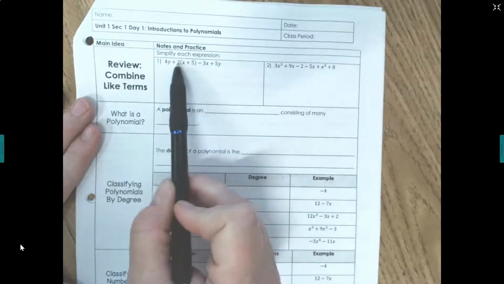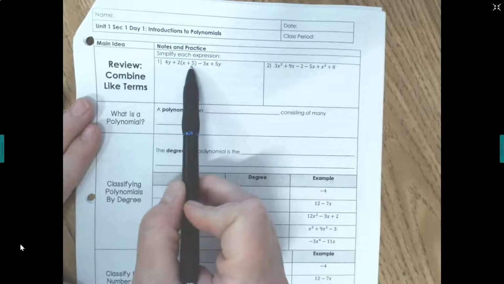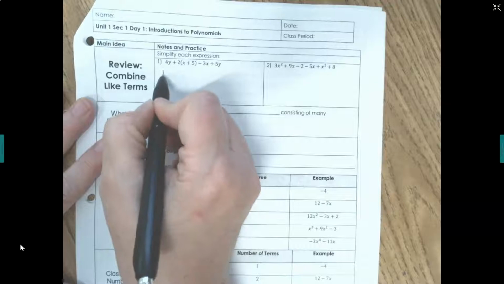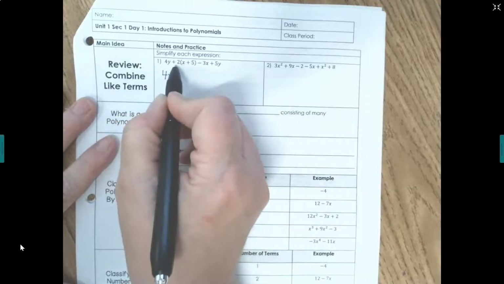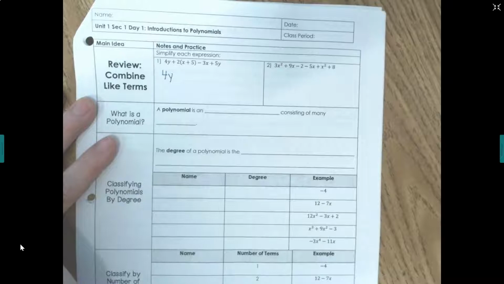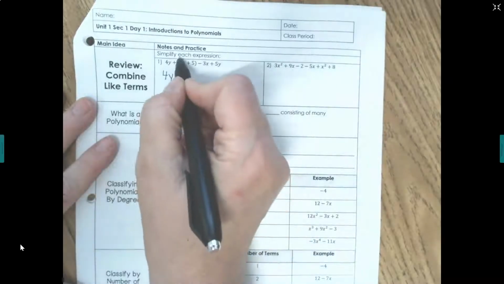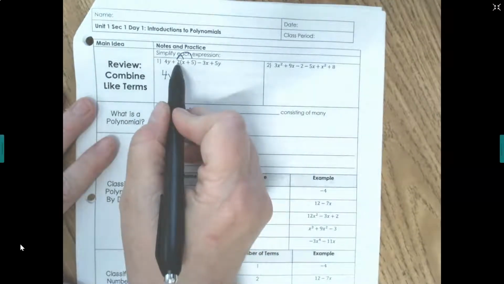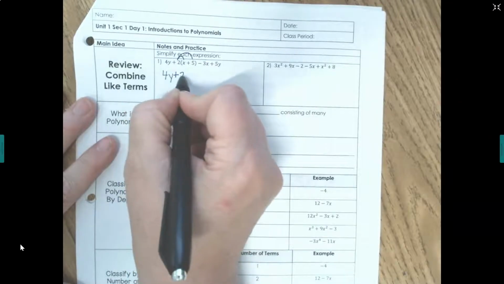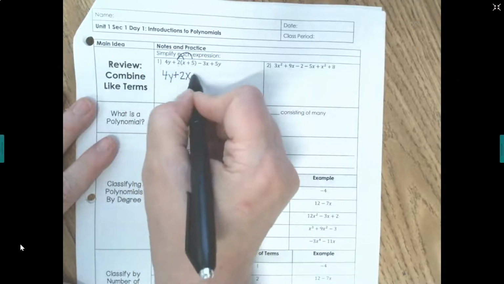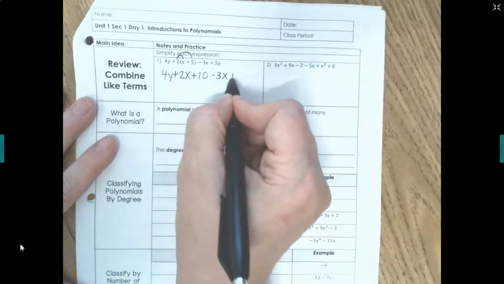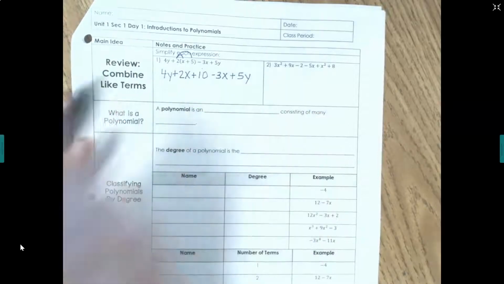When we're looking across, I notice that there's some multiplication that has to occur, so that needs to happen first. I'm going to keep the 4y and take care of this multiplication. That 2 next to the parenthesis is telling you to distribute the 2 through. So we're going to distribute the 2 to both of those, and that's multiplication. So it's 2 times x, which is a positive 2x. 2 times 10 is a positive 10. Then we have negative 3x plus 5y.